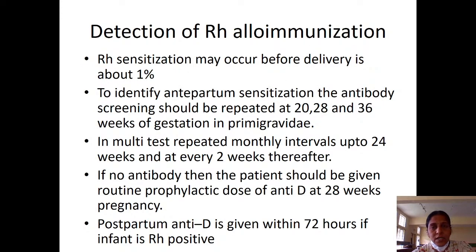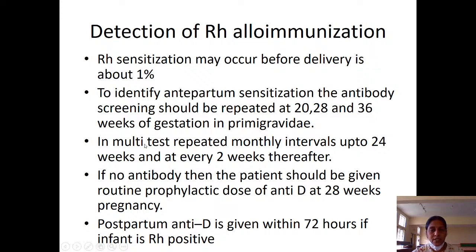How to detect Rh alloimmunization? Rh sensitization occurs at delivery and antenatally, so we should identify antepartum sensitization by antibody detection. Anyhow, all ladies attend the booking visit at 12 weeks, where we do blood grouping and typing. Then again we should repeat the test at around 28 and 36 weeks in primigravidas.